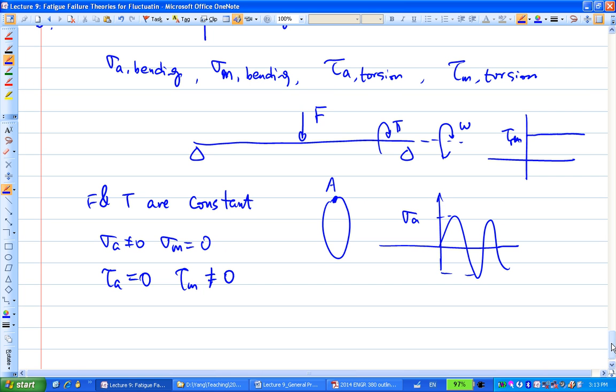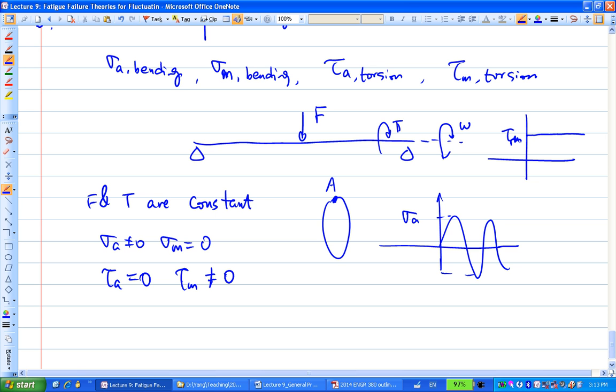So now you see, in this particular case, it is actually a very common situation. You have a sigma A not 0 and a tau M not 0, and sigma M and tau A are 0. So you have a combination of a sigma and a tau here, not just a pure sigma or just a pure tau.